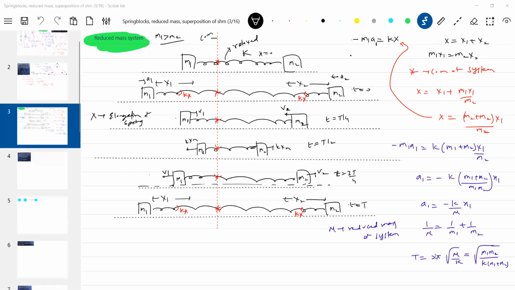I'll get the screen. Saved or not? Oh, I think I lost it. Let me save it.